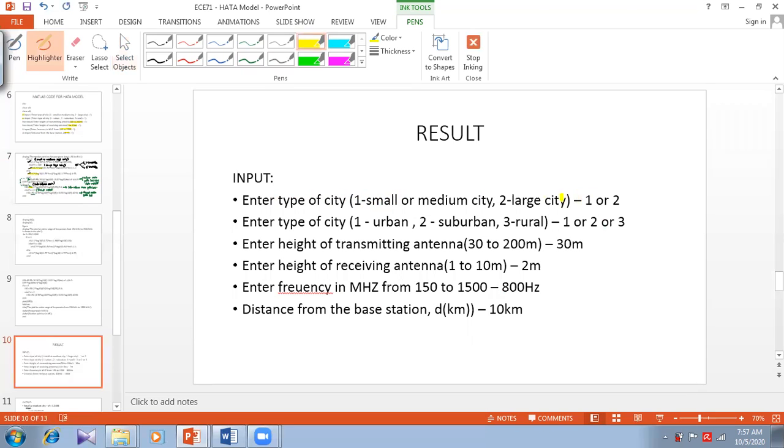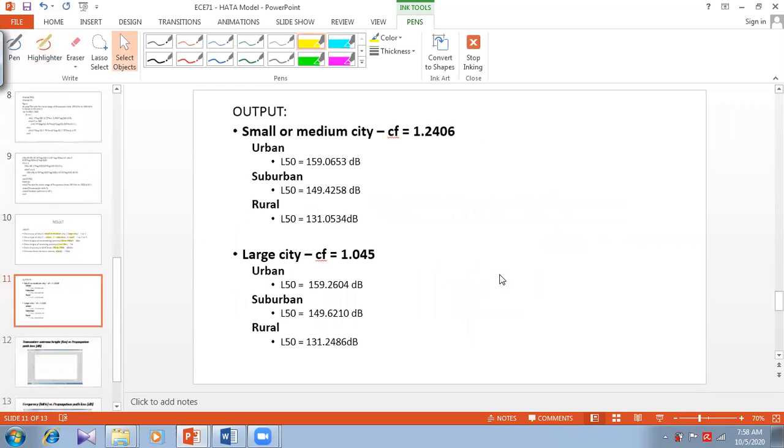The input will ask you to give the value of the city you are considering. You can either give one or two depending on whether it is a small or medium city or a large city. It will again ask whether it is an urban, rural, or suburban area, and then the transmitting antenna height, then the receiving antenna height, and then the frequency and your distance. When you are giving distance, you have to pay attention to the fact that you give the distance in kilometers. In case the question is given in terms of meters, kindly ensure that you give it in kilometers, and the output would look like this.